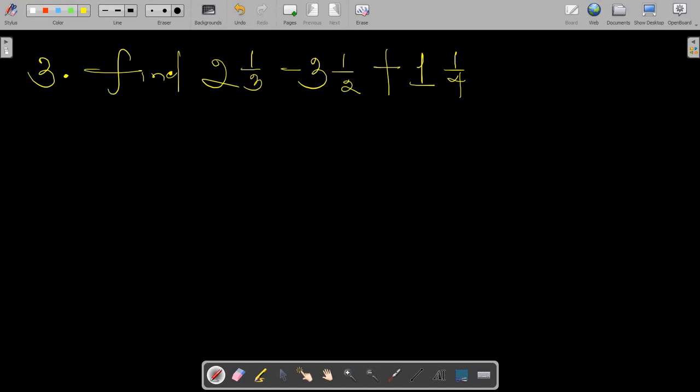I will advise that we should take all these mixed numbers to improper fractions. So solution to this: we have 3 times 2, we have it to be 6. 6 plus 1, we have it to be 7. So we have 7 all over 3.